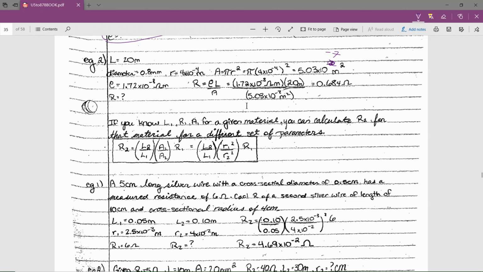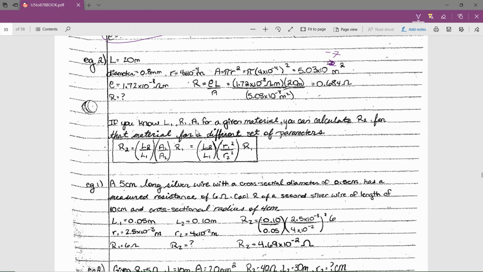Also interesting is if you know the length, resistance, and cross-sectional area for a given material, let's say silver, you can calculate the resistance for that material if it's fashioned in a different way. If it's thicker or thinner, it reminds you of a pasta maker. You can get really thin spaghettini or really thick cannelloni, right? And it's still made of the same flour. So we can get the resistance at a different set of conditions.